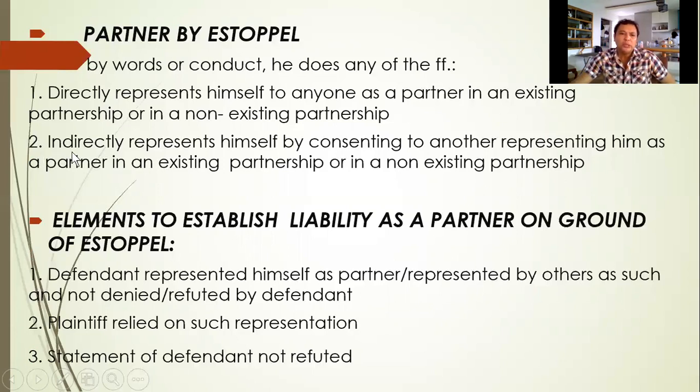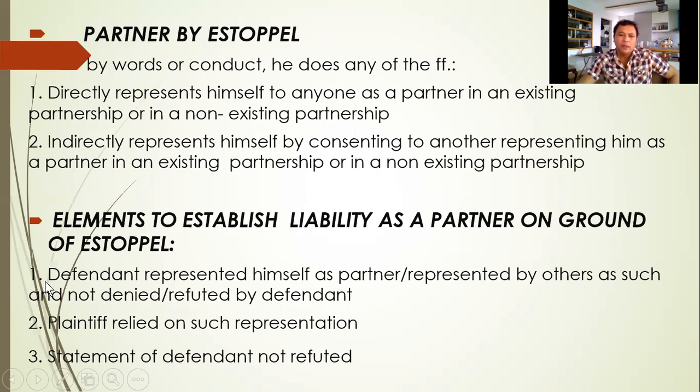Or number 2, when he indirectly represents himself by consenting to another representing him as a partner in an existing partnership or in a non-existing partnership. So when somebody represents him to another person and he consents to this person, saying, sige, go ahead, we are partners, then he is already a partner by estoppel. So these are the elements to establish liability as a partner on the ground of estoppel.